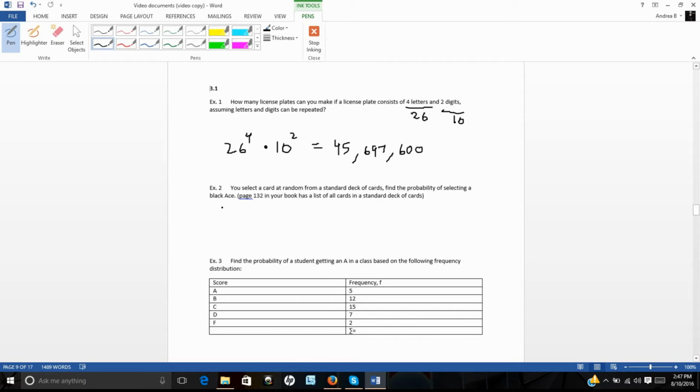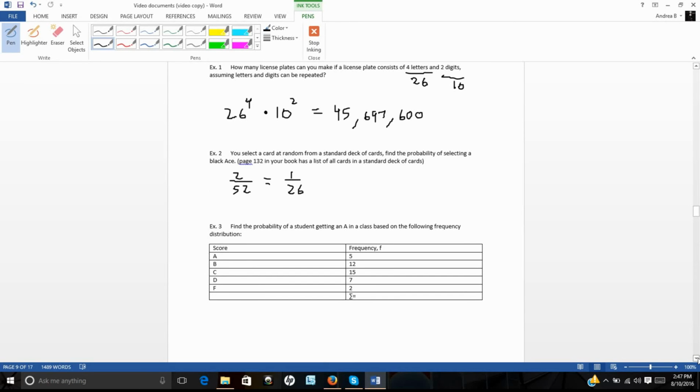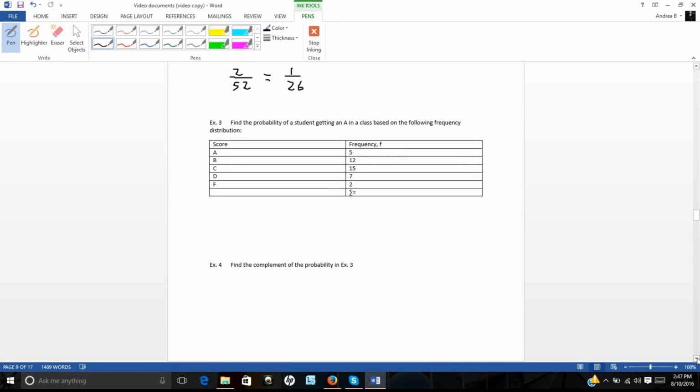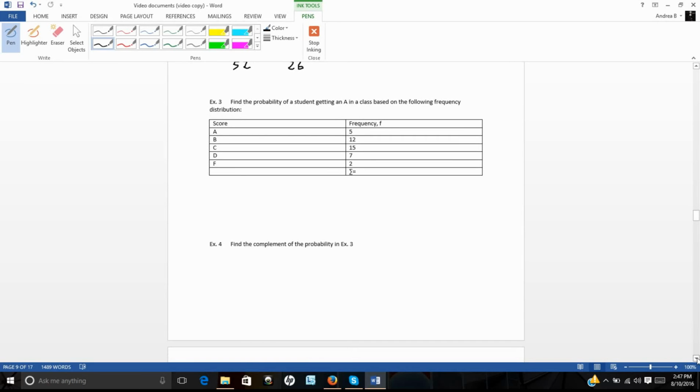So if we look at the black aces, there's 2 black aces. There's one in spades and one in clubs. So we have 2 out of, and then in the entire deck of cards, there's 52 cards. We're not counting any jokers. So then if we simplify that, we get 1 out of 26 by dividing 2 out of the numerator and denominator. So some of these are going to be a little easier than others, depending on how familiar you are with these topics. Of course, it's also going to depend on how easy or difficult these are going to be for you.